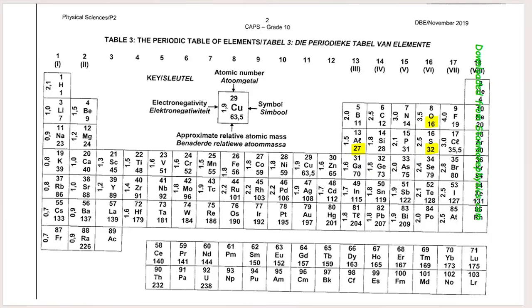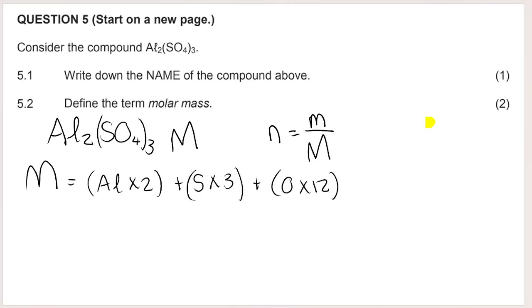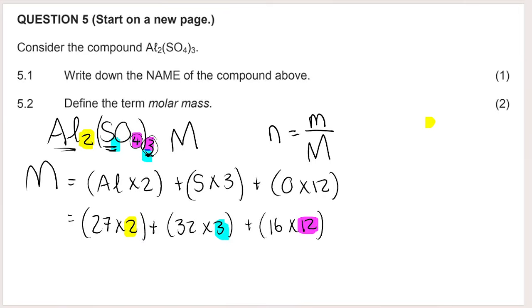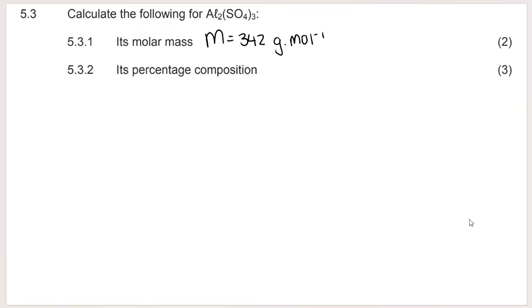Now we say, okay, cool. In my compound, I have 2 aluminium atoms. So we look for the mass of aluminium and we multiply it by 2. I have 3 sulfurs because of the 3 outside the bracket. So I look at the atomic mass number for sulfur, and I multiply by 3. And for oxygen, I have 4 times 3. I have 12 oxygens. So let's do that. And I've color coded to show you why I'm multiplying by the things I'm multiplying by. If you do that on your calculator, you get 342 grams per mole. Remember your units or you're not going to get your mark.